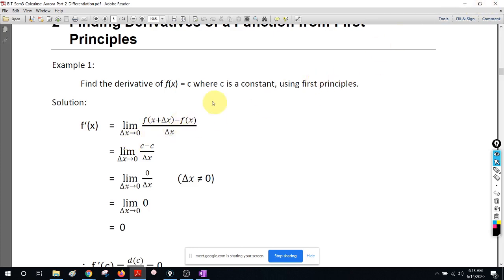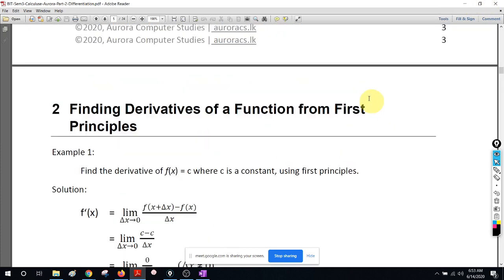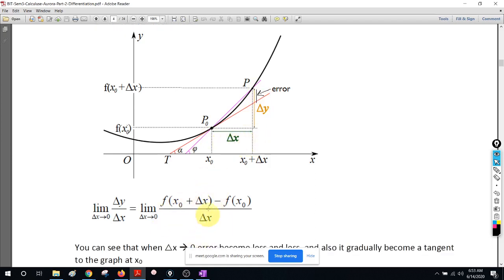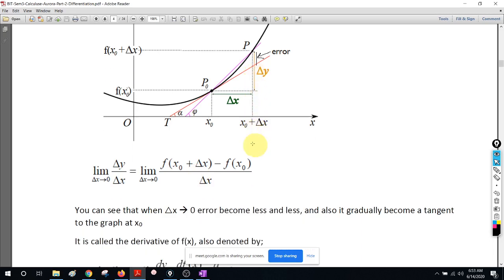Whenever you see this definition, you must be able to visualize this graph. This is f(x plus delta x) minus f(x), and this is delta x. Of course I can divide this by this, but there is an error. To reduce the error, I want to make delta x closer and closer to 0. Whenever you see this formula you have to visualize this, and whenever you see this graph you should be able to derive this formula, because that is not rocket science. That is just common sense.